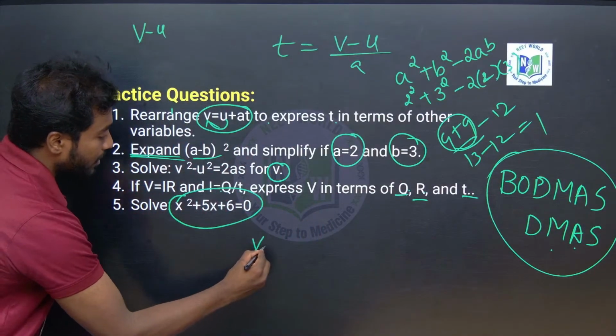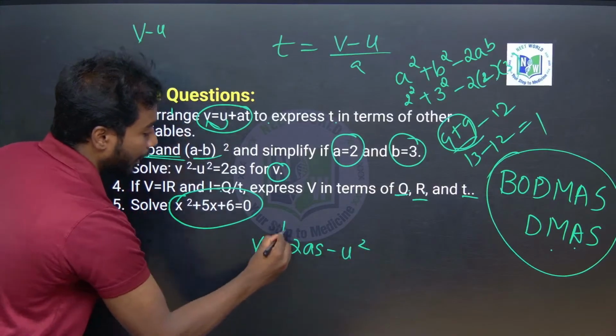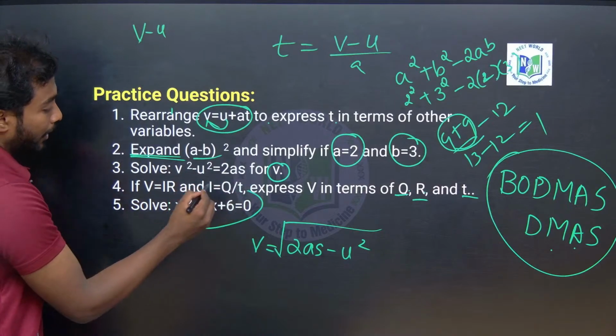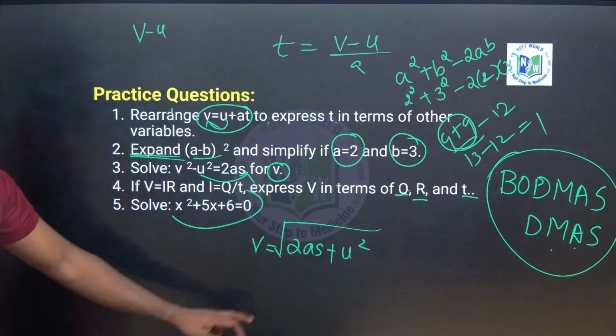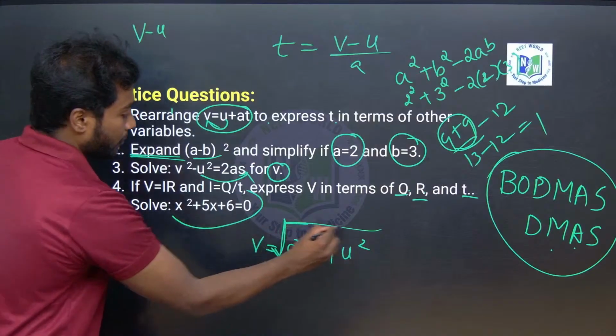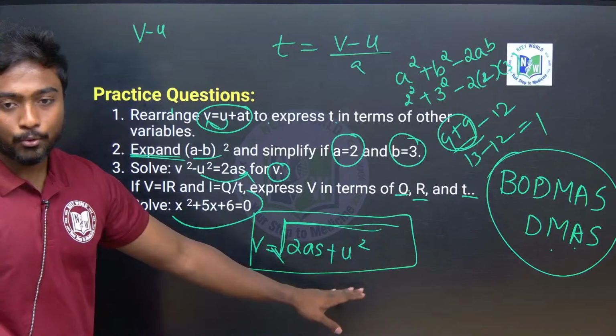Yeah, v is equal to under root of 2as minus u square. See, if I take this u square to the other side, it will become, sorry, it is plus 2as plus u square in under root. So, v is equal to under root of 2as plus u square.